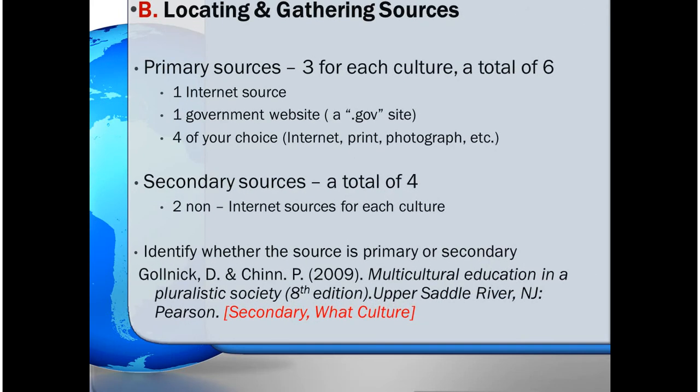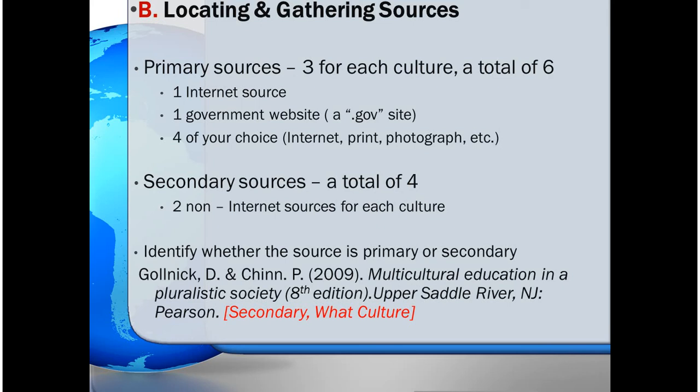In section B, we talked briefly last time we met about the difference between primary sources and secondary sources. This gives you a listing of what we need to put together as far as those sources go. We need a total of 6 primary sources, and as I mentioned before, one must be an internet source, and one must be a government website. So in essence, we're requiring you to have a minimum of 2 internet sources here. One's just a regular internet website, and the other will be a government website. They're very specific with the government website.